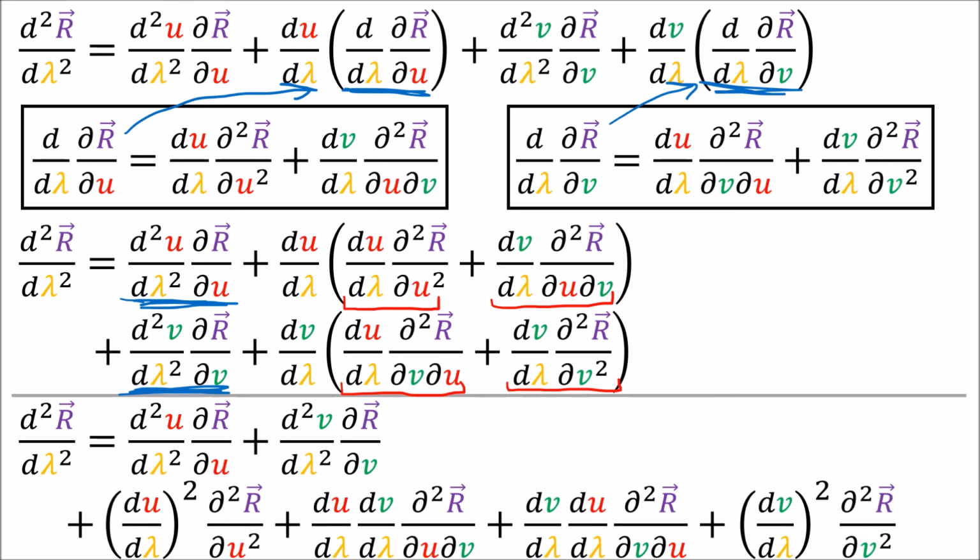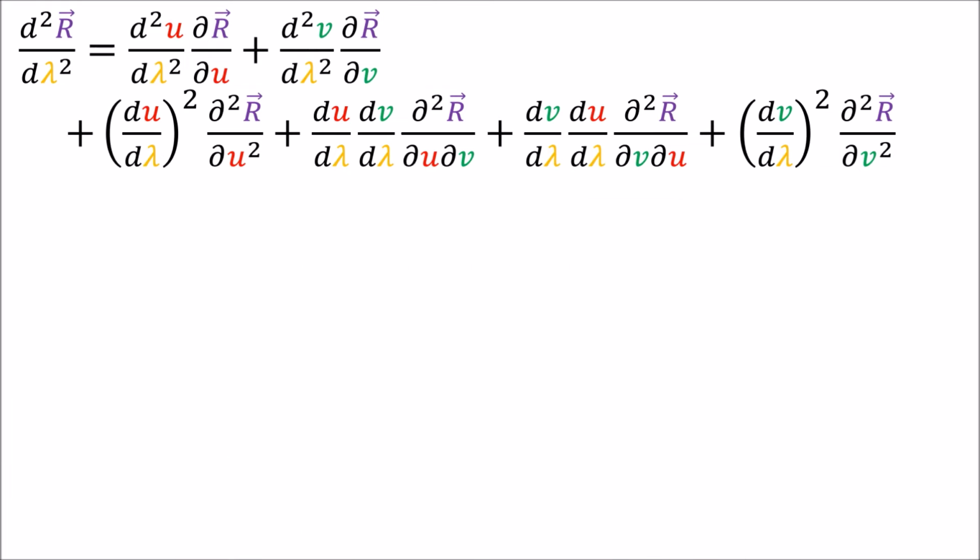So I'm just going to rearrange this expression a bit. Again, these two vectors are definitely in the tangent plane to the surface, and these four terms at the bottom might be tangent to the surface, or they might be normal to the surface, or they might be a mix of both. So this formula for the acceleration is getting pretty ugly, so I'm going to suggest a way to make it look nicer.